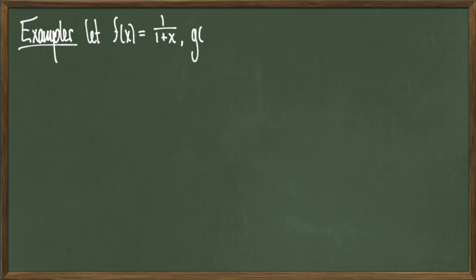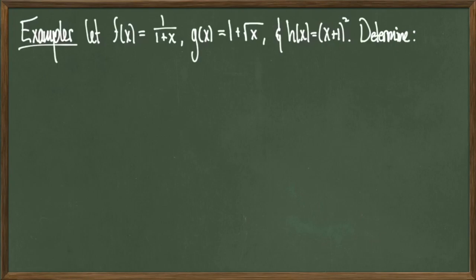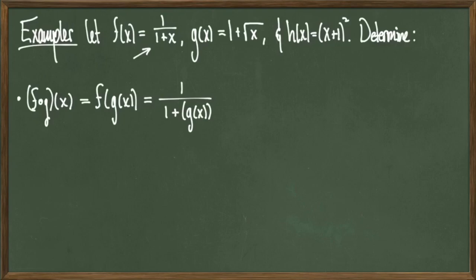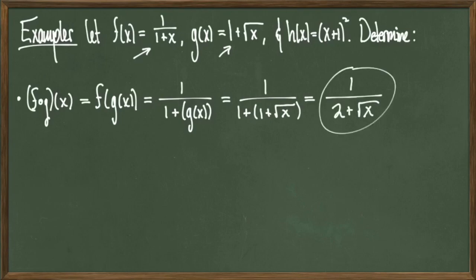In this next series of examples, I'll let f of x equal 1 over 1 plus x, g of x equal 1 plus the square root of x, and h of x equal the quantity x plus 1 squared. The first thing that I'll do with these is compute f composed with g of x, and I just want the formula for that. So, moving forward, I get f of g of x by definition, which looks like 1 over 1 plus the quantity g of x, and then replacing g of x with this definition, I get 1 over 1 plus the quantity 1 plus the square root of x, which after a round of simplification, I get 1 over 2 plus the square root of x.